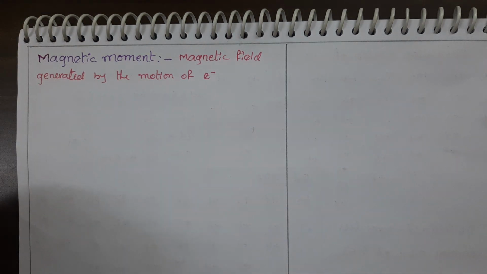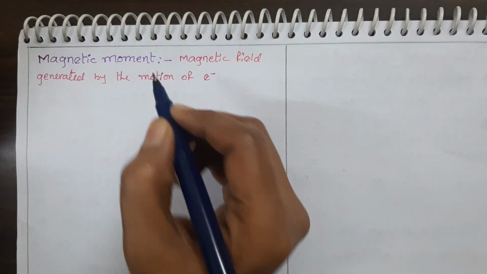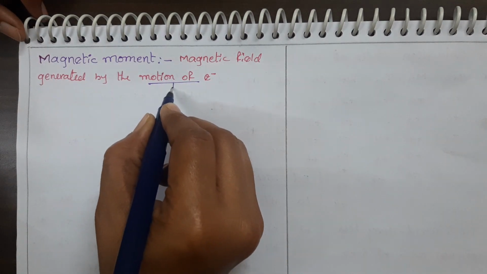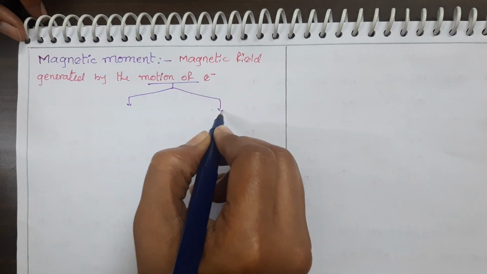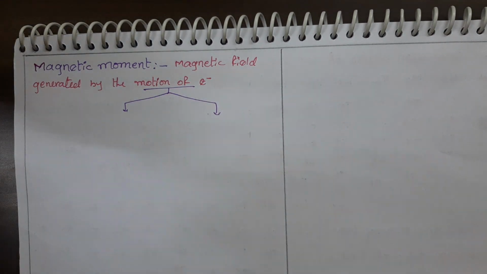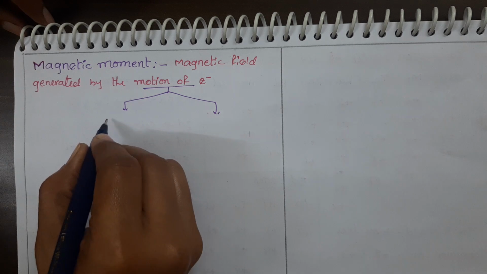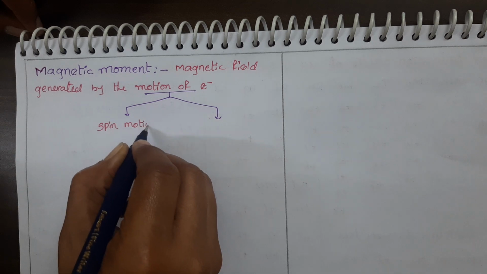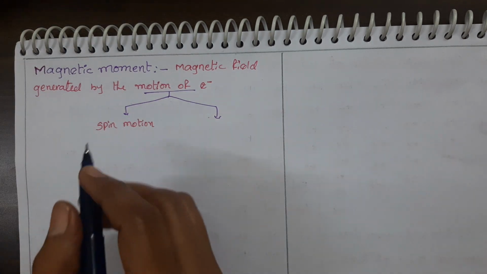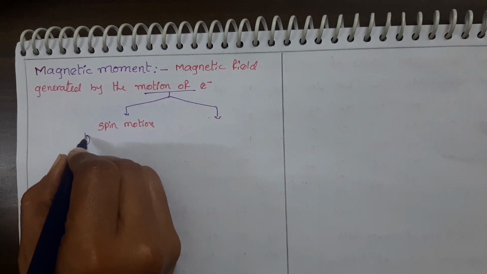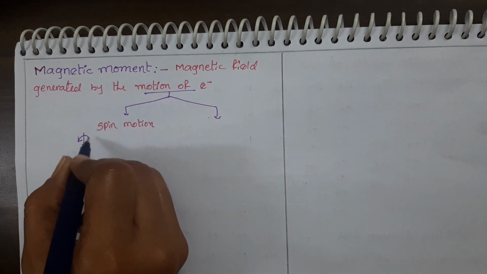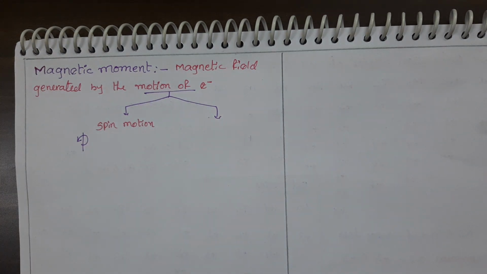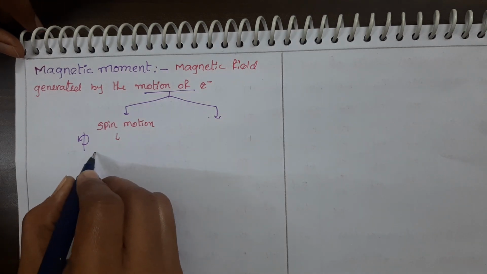So what is the motion of an electron? Here the electron is continuously moving, and that is called the motion of an electron. An electron can have two types of motions: one is spin motion and another is orbital motion. Spin motion is when the electron rotates on its own axis.